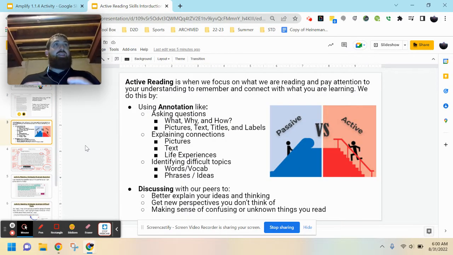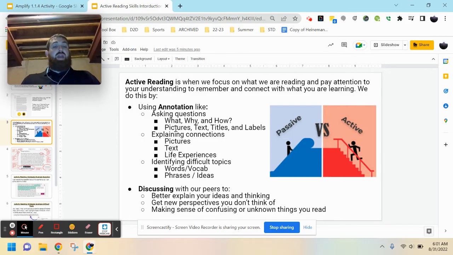So, what is active reading? Active reading is when we focus on what we're reading and we pay attention to our understanding to remember and connect with what we're learning. It's a conversation we have with the text where we make sure we truly are understanding what's going on. So, we use these active reading skills, number one, by using annotations. We ask questions of what the text is saying. We ask the whats, the whys, and the hows about the text and the information.